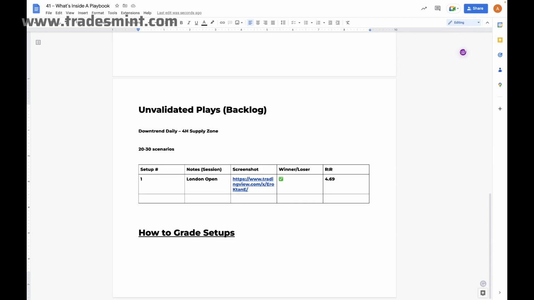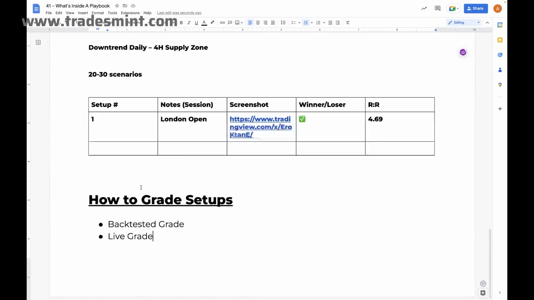But there's two grades. So there's a back tested grade, right? You just back tested it and you come up with a grade. And for most of you, that's going to be the first step, and that's a great step. And then there's a live grade. That's how well the setup is actually performing live from your trading account. So I'm going to show you that as well. So the first step is normally the back tested step, right? Where you go and back test and gather data.